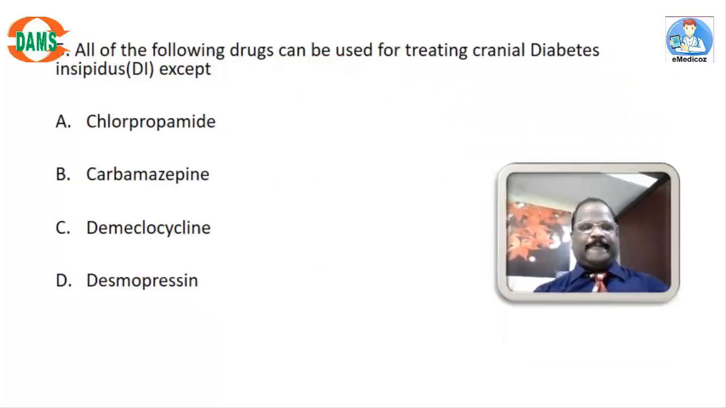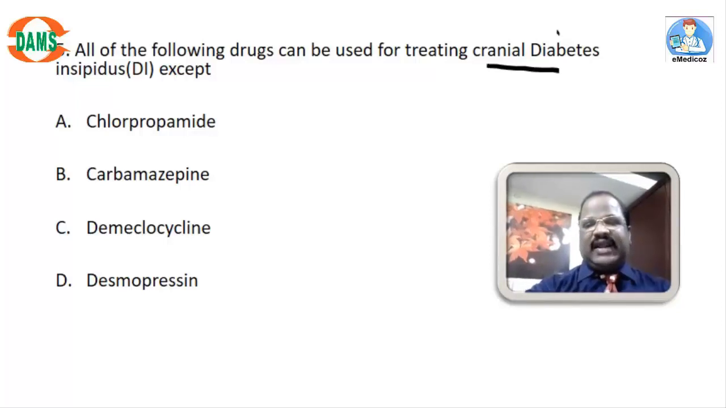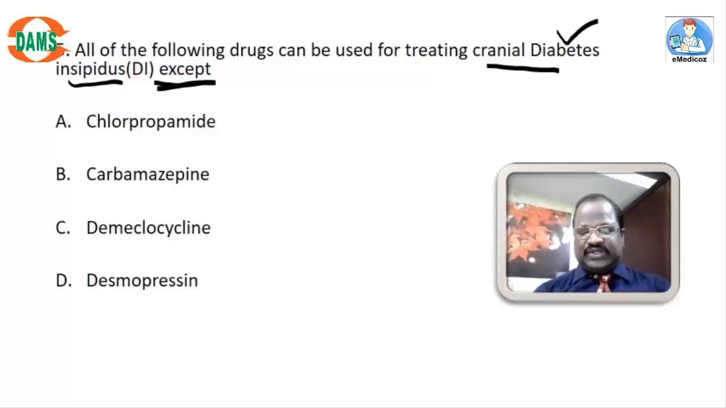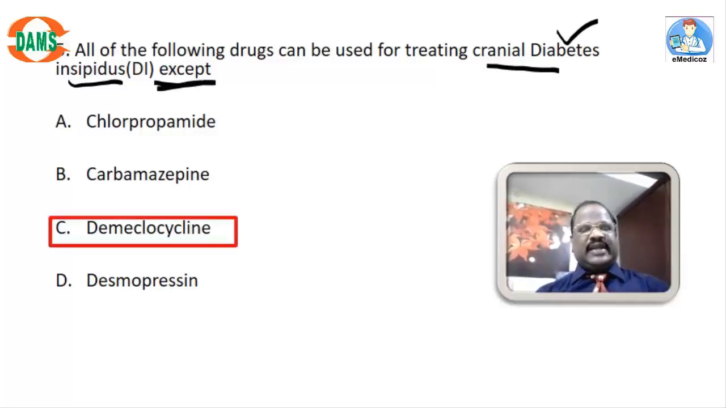Now question 5. All of the following drugs can be useful for treating cranial diabetes insipidus, except. Options are chlorpropamide, carbamazepine, demeclocycline, and desmopressin. Now look at the point, except. The answer for the question is option C, demeclocycline.